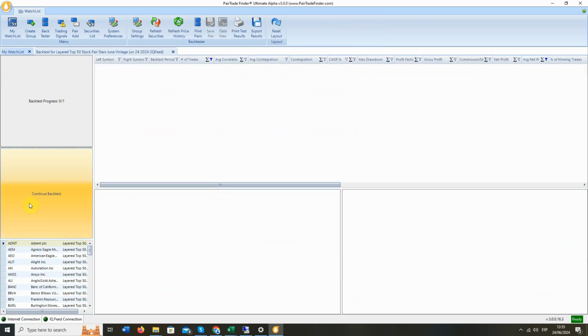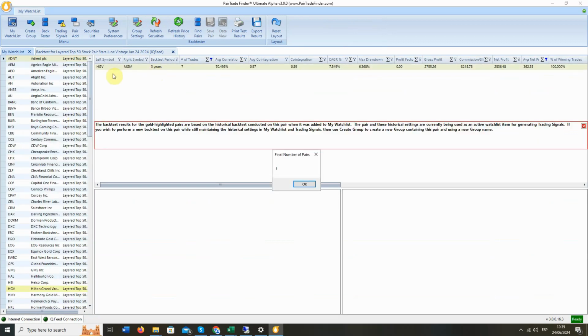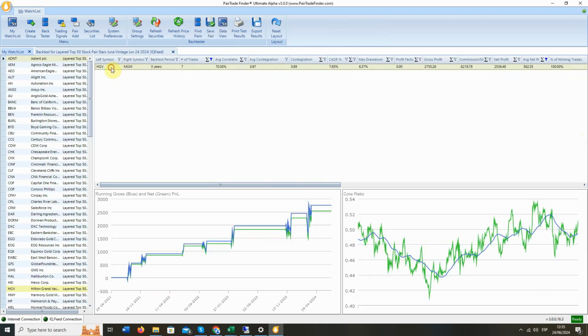So why don't we just quickly take a look at a couple of these so you see what we're talking about. HGV, let's check out the back test on this pair, HGV MGM. This red box comes up because it's sitting on the watch list. HGV MGM, 3 years, 7 trades, over 70% correlated, average co-integration of 0.97, highly co-integrated. Money left in this pair delivered over 8%. Max drawdown was never more than 6.4, so positive reward risk. 100% were winners. Average trade was $362.